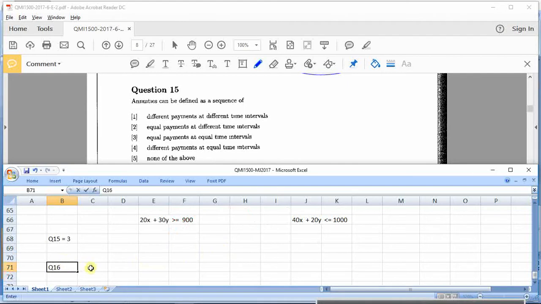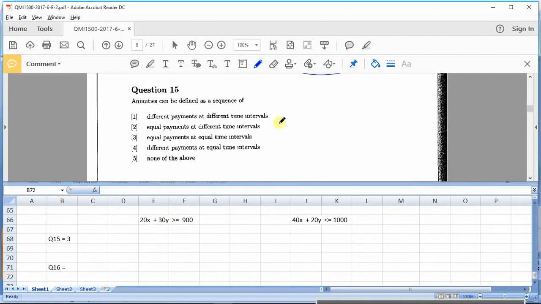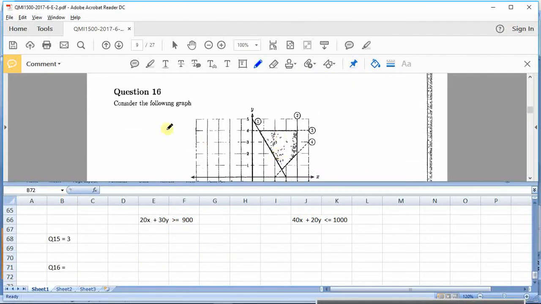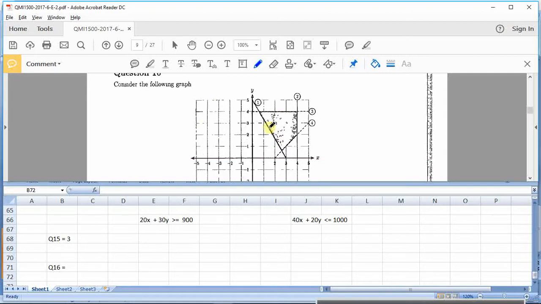Okay, question 16. Right, consider the following graph. Alright, they've given you a graph. You can see that this bit is shaded in. Based on the information given in the question, you've got 1, 2, 3, 4 different lines. You've got a dotted line here, a dotted line there, and you've got solid lines there.